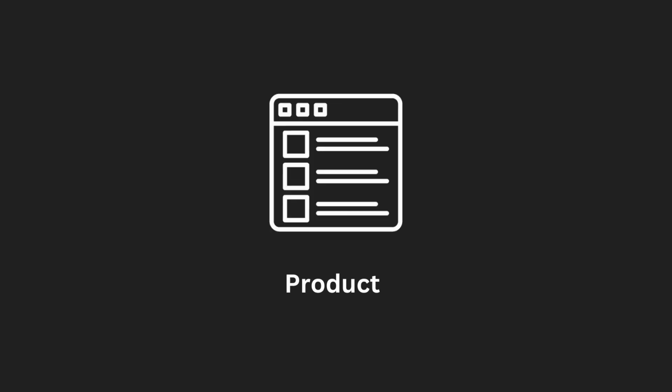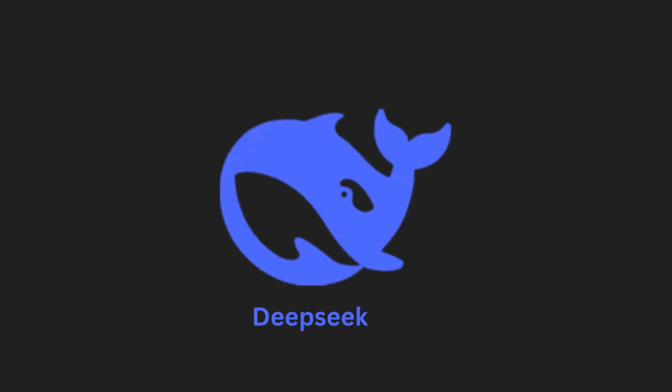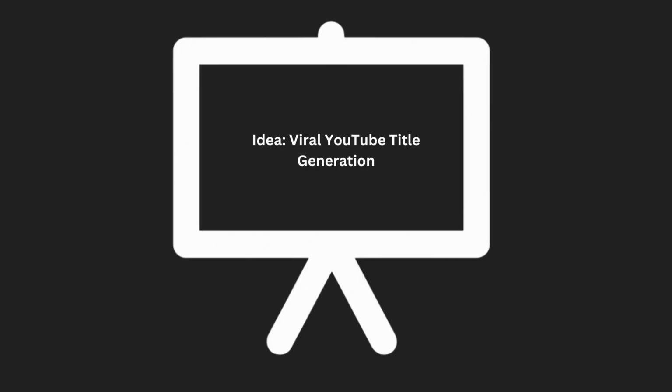What if you could take an idea and turn it into a real product in minutes? In this video, I'll show you how to build a viral YouTube title generator using Deepseek AI. Let's get started. Coming up with a viral YouTube title is tough, but AI can help.